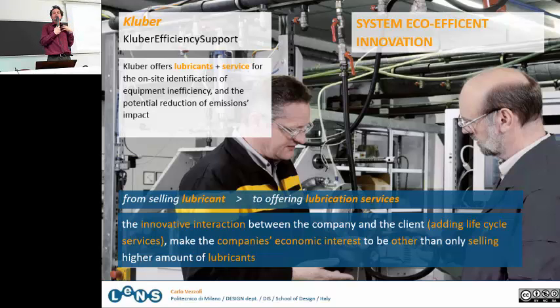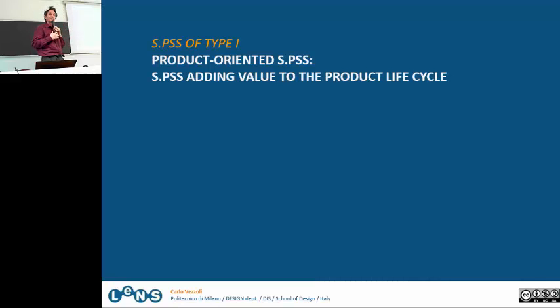And that makes the interest go in another direction. So Kluber is not interested anymore in only selling more and more lubricants, because they get money from the services too. That's fine. It's even diversification compared to other companies, so that's good. They open up to a new market and so on. This is another example, the lighter type of sustainable product service system. We will see the other two.